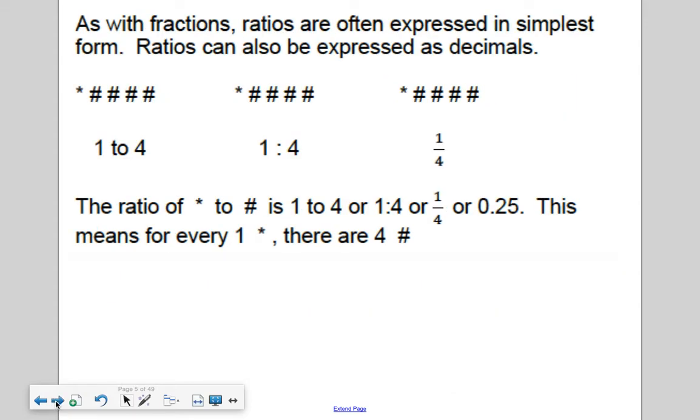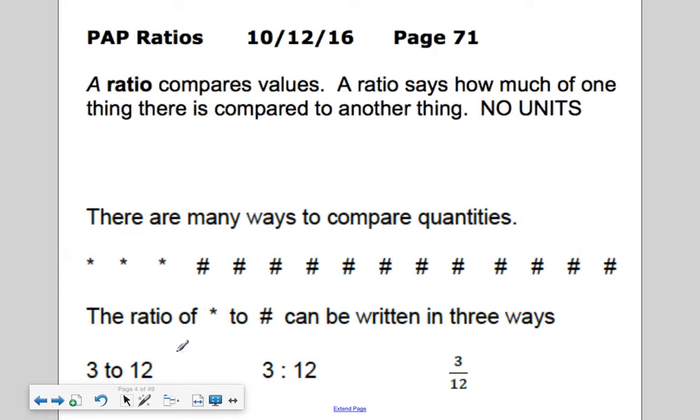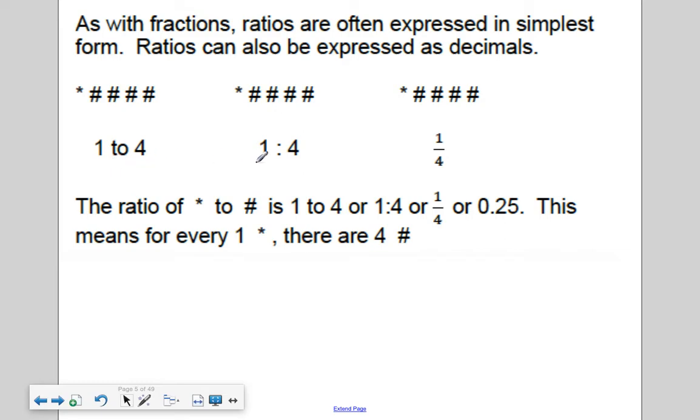As with fractions, ratios are often expressed in simplest form. Ratios can also be expressed as decimals. So you can simplify. As you can see here, there are 3 to 12. What can I divide both numbers by? I can divide the numerator and denominator by 3. So I get 1 over 4. So I can rewrite it as 1 to 4, 1 colon 4, and 1/4. That's equivalent to 3 to 12, 3 colon 12, and 3/12.